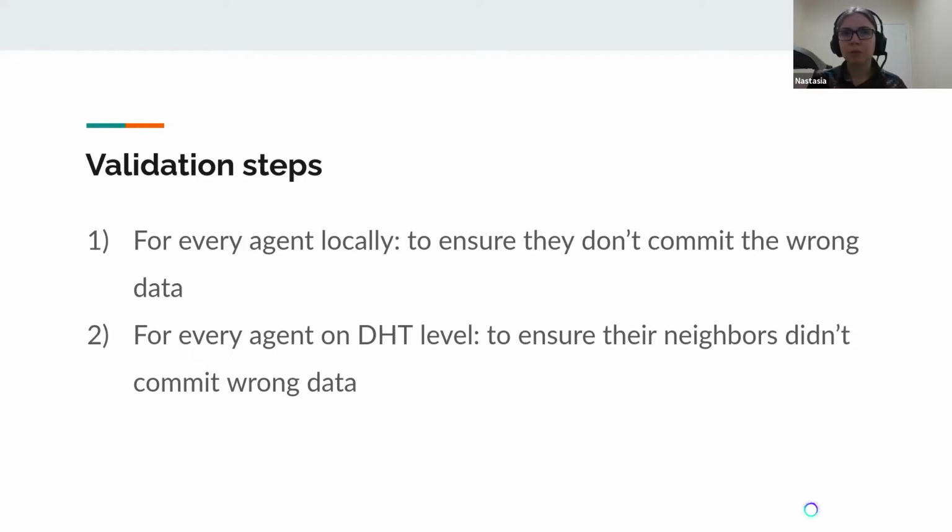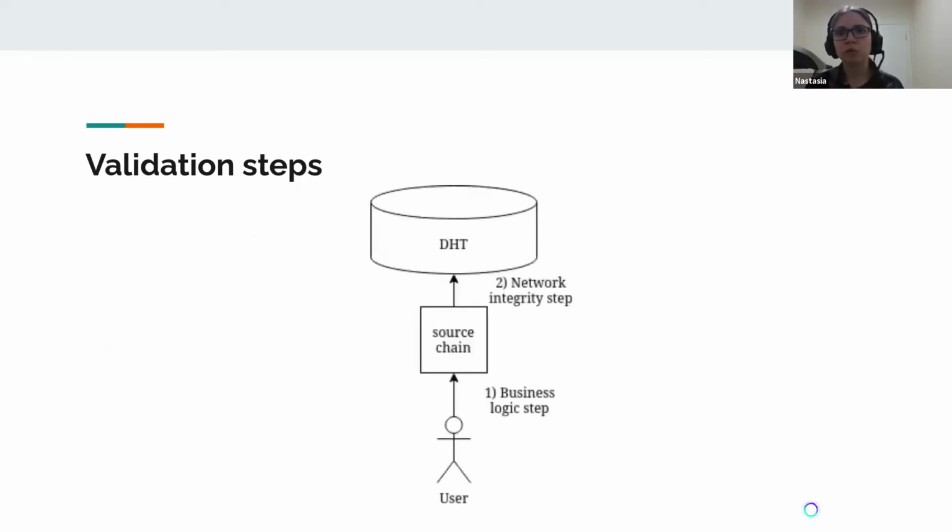But the second step is about making sure that data that you have received from the network satisfies the validation criteria that every agent on the network also has. So you execute validation for your data, and then you execute it for the data that you have received from other agents. And to illustrate this in an easier to understand way, we have a user who creates the data that goes first onto their source chain and then gets published onto the DHT.